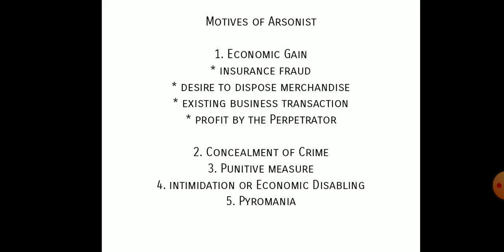Number 4 is intimidation or economic disabling. So, arsonists as saboteurs, strikers, and racketeers to intimidate management or employer. Number 5 is the pyromania. Pyromania is having an uncontrollable impulse to burn anything without any motivation, no?